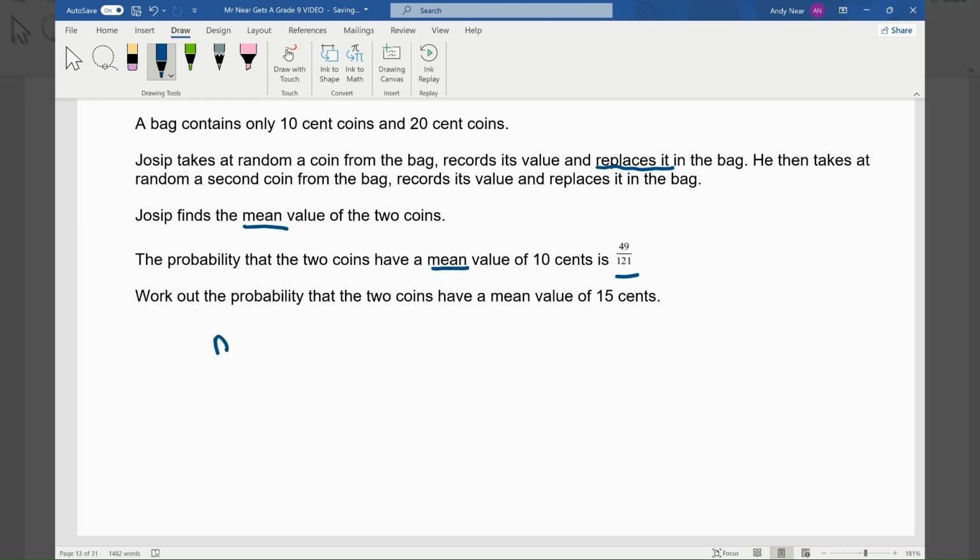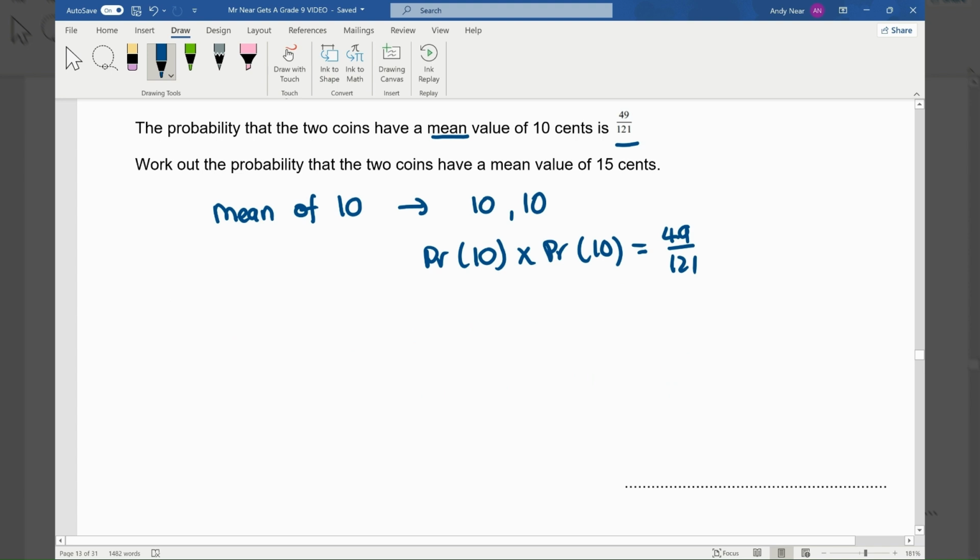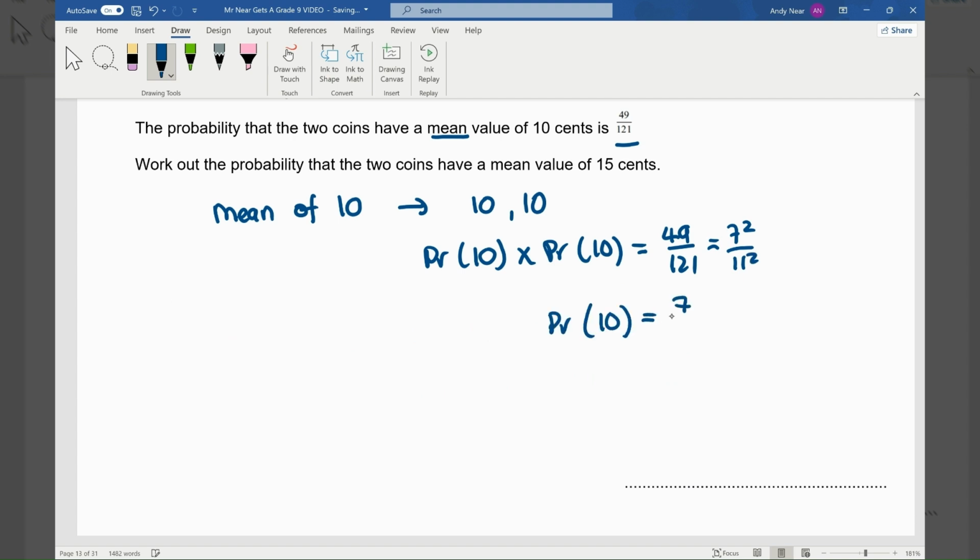Now, the only way you can have a mean of 10 with two coins is to get 10 and then another 10. So the probability that you get a 10 and then another 10 is equal to 49 on 121. Now, because the coins are replaced, the probability of a 10 is constant. So 49 and 121 are both square numbers. They are 7 squared and 11 squared. And so the probability of getting a 10 is 7 out of 11.